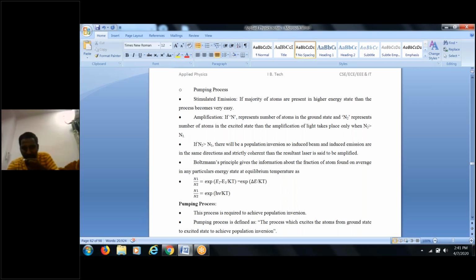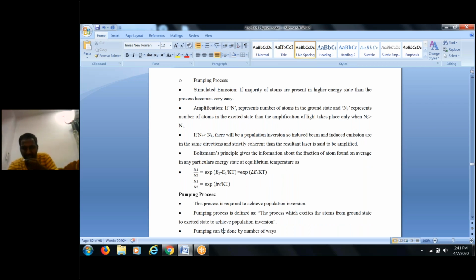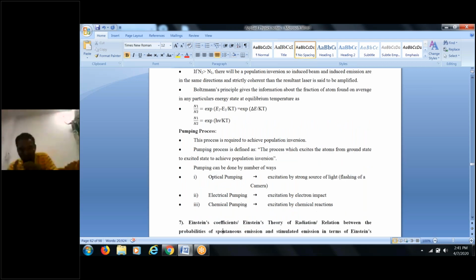Several types of pumping are there. Out of those, the first one is optical pumping. Do you know what is meant by optical pumping? The majority of the electrons are present in the ground state and we are forcing light towards those electrons. They will absorb the light energy and reach the higher energy level. They are achieving population inversion.